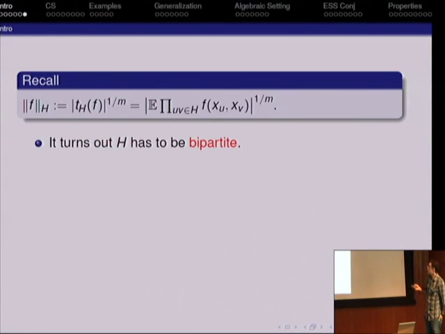So first of all, note that if I suppose that H is not a bipartite graph, then if I take F to be the adjacency matrix of a bipartite graph, I'm going to get 0 here. So non-bipartite graphs cannot lead to a norm, but they might still satisfy the triangle inequality. But actually, that's also not true. You can just cook up some easy example which shows that H has to be bipartite if we want to get a norm. So we can restrict just to bipartite graphs.